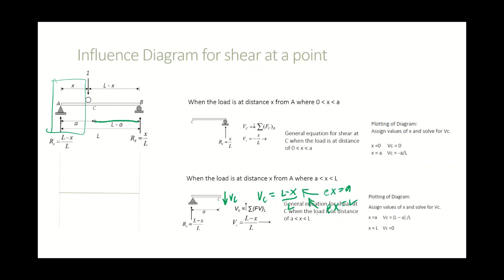Yan. And then, plot. X is equal to 0, VC 0. Tapos, x is equal to a, negative a over L. Tapos, L minus a over L. Tapos, at L is 0. So, ganito yung itsura ng shear diagram. Okay? So, check natin na.